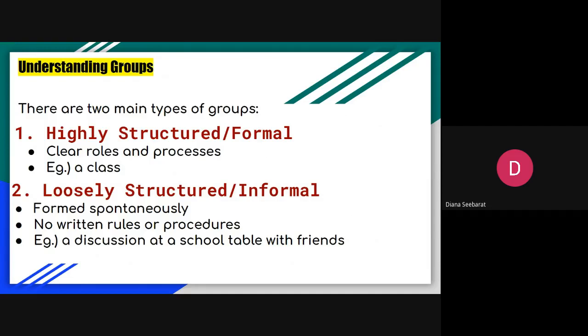And the second type is the loosely structured or informal group. And these are formed spontaneously and no written rules or procedures are present. And an example is a discussion at a school table with friends.